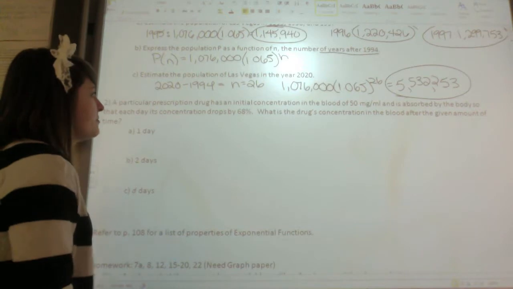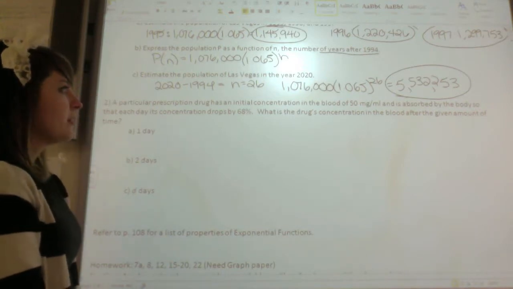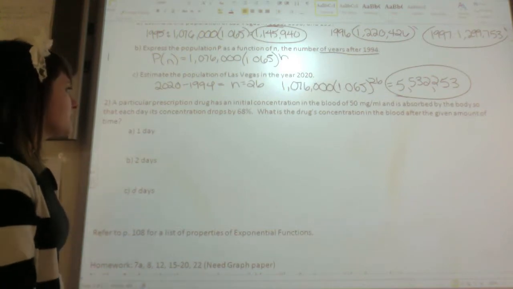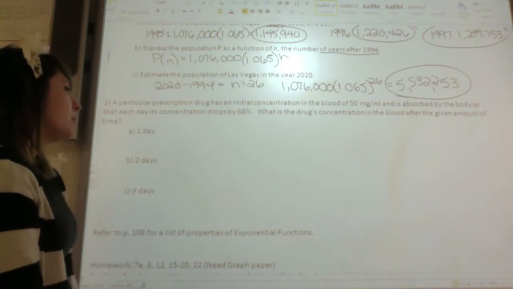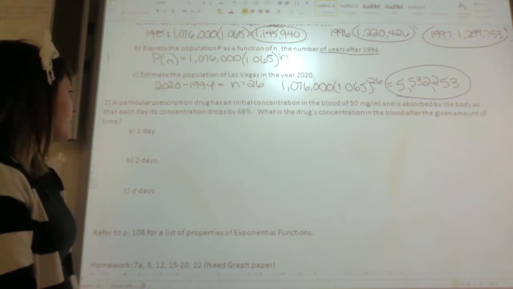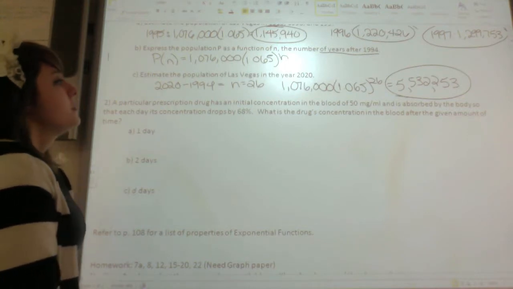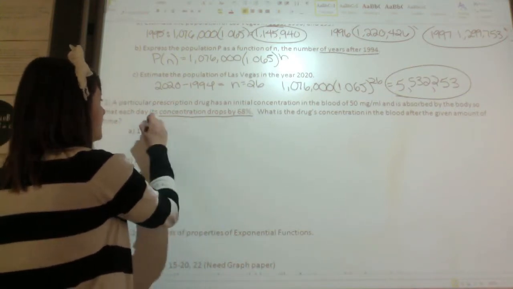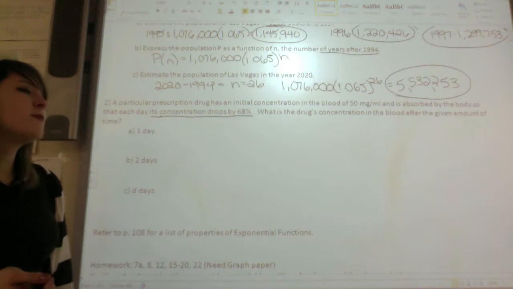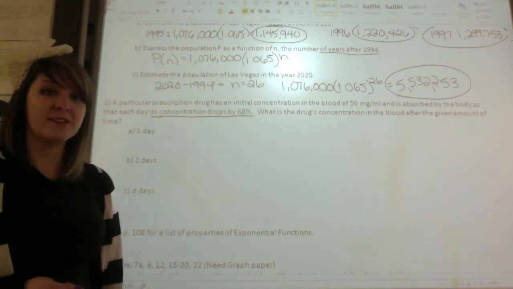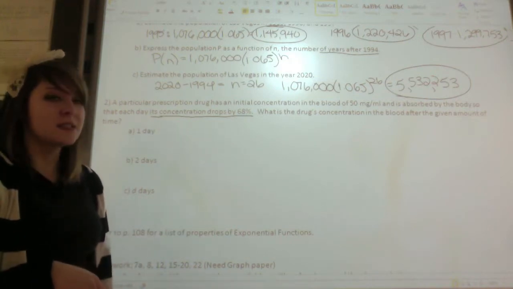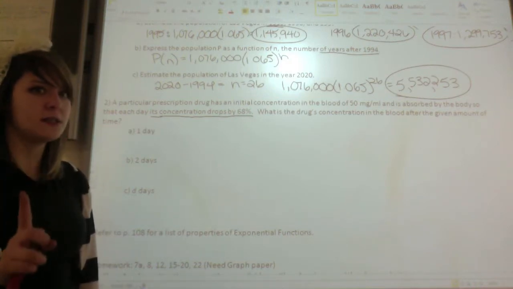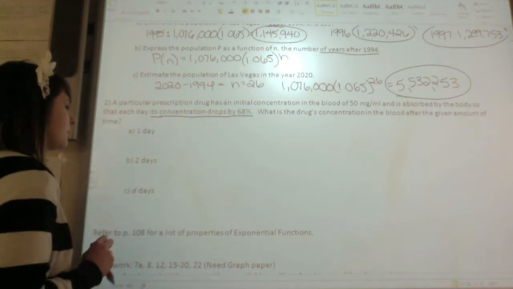Alright, a particular prescription drug has an initial concentration in the blood of 50 milligrams per milliliter and is absorbed by the body so that each day its concentration drops by 68%. What is the drug's concentration in the blood after the given amount of time? Okay, remember that in here it says its concentration drops by 68%. Well, my formula is calculating how much is actually left. So if I'm dropping by 68%, that means that I have 32% left. So that's going to come into play here. You want to make sure that we're doing that the right way.